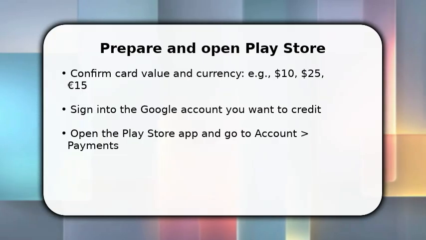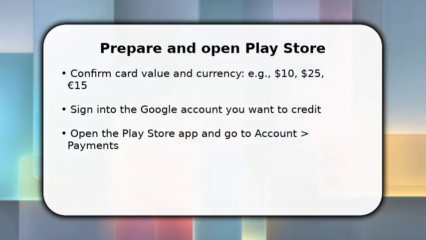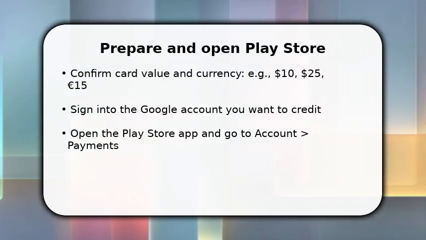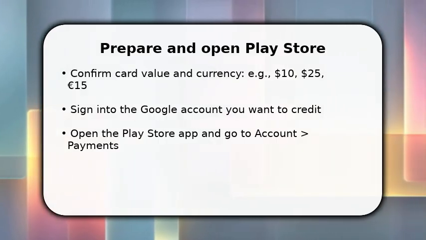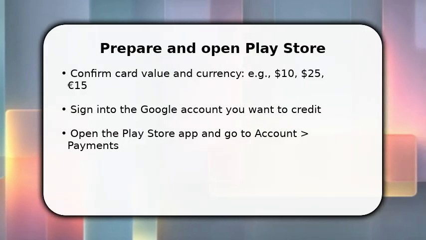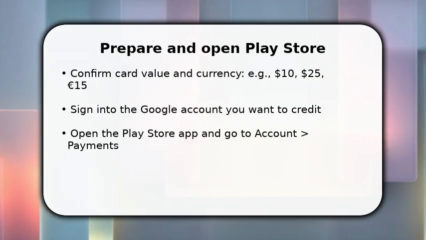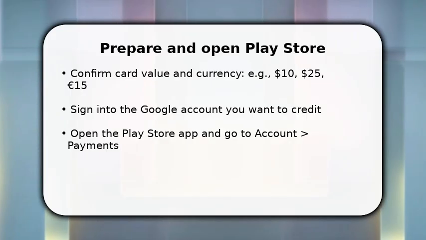You're starting now. Check the card amount and the currency so you won't hit regional blocks. Make sure you're signed into the Google account you want to use. Once done, open the Play Store app, tap the profile icon, then go to Payments and Subscriptions and Payment Methods. This gets you to the redeem flow immediately. Do this first to avoid adding a card to the wrong account or losing balance to an alternate profile.